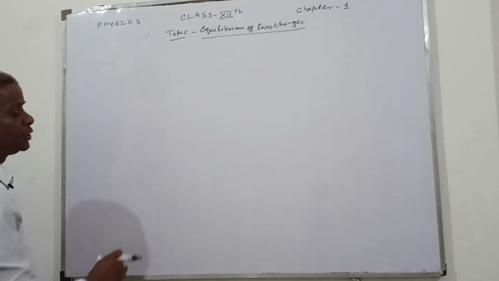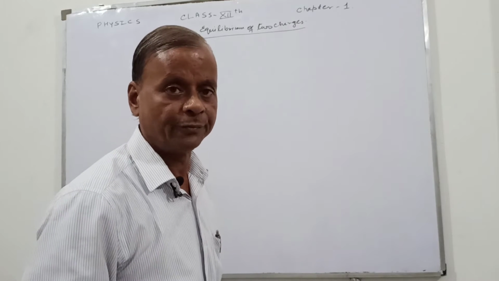Suppose we are given two charges Q1 and Q2 which are at distance r from each other. Let two charges, each of magnitude Q, be placed at distance r apart. Suppose this is a charge Q, and this is another charge Q. The distance between them is given to us. This is now your r.